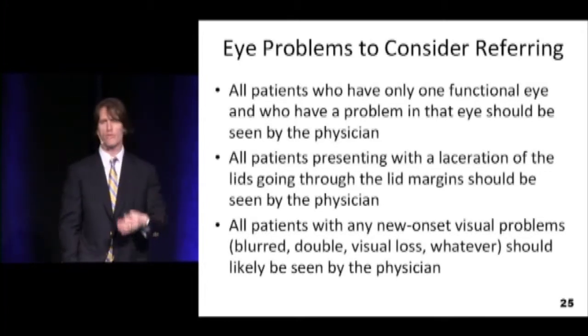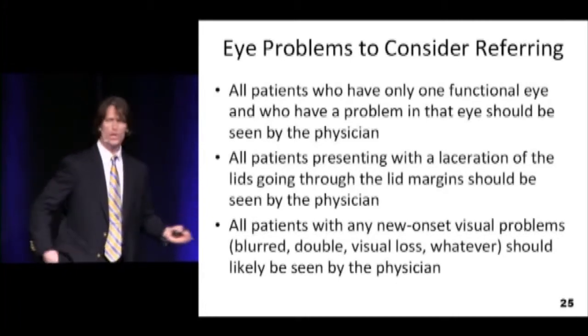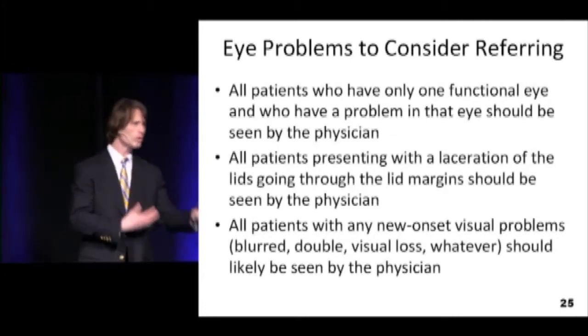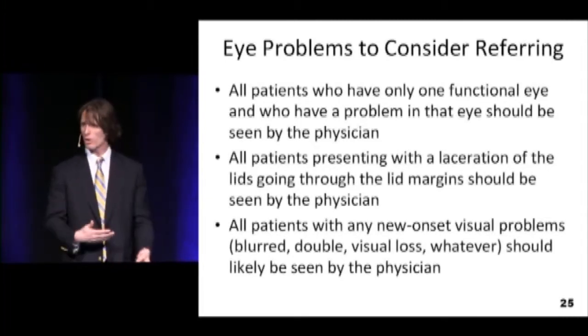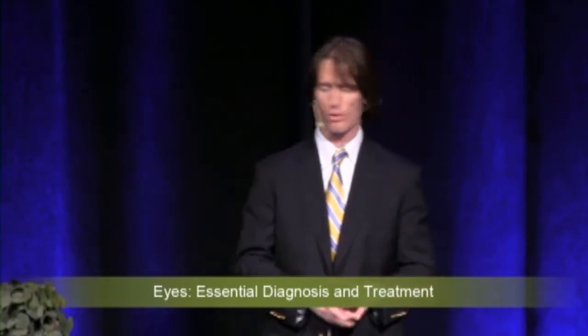You have diplopia, you have a significant reduction in visual acuity, particularly without a good reason for it. You don't have iritis, or you don't have a significant corneal abrasion over the visual axis. You've got a corneal abrasion, but it's not that big, and you've got visual acuity that was previously normal, now it's 20/200. There is a problem. They need close outpatient follow-up and referral.